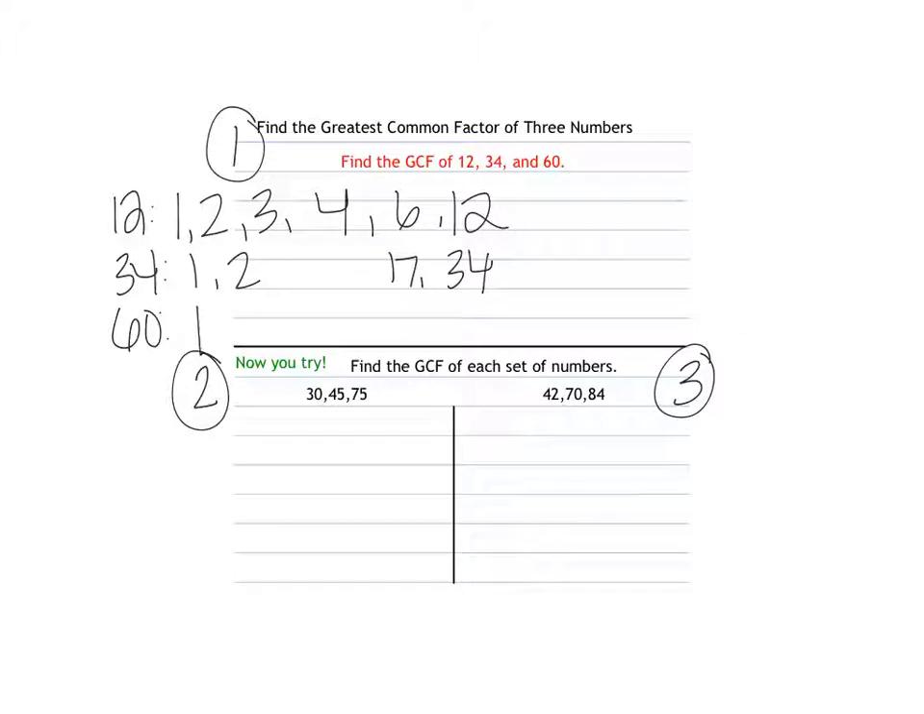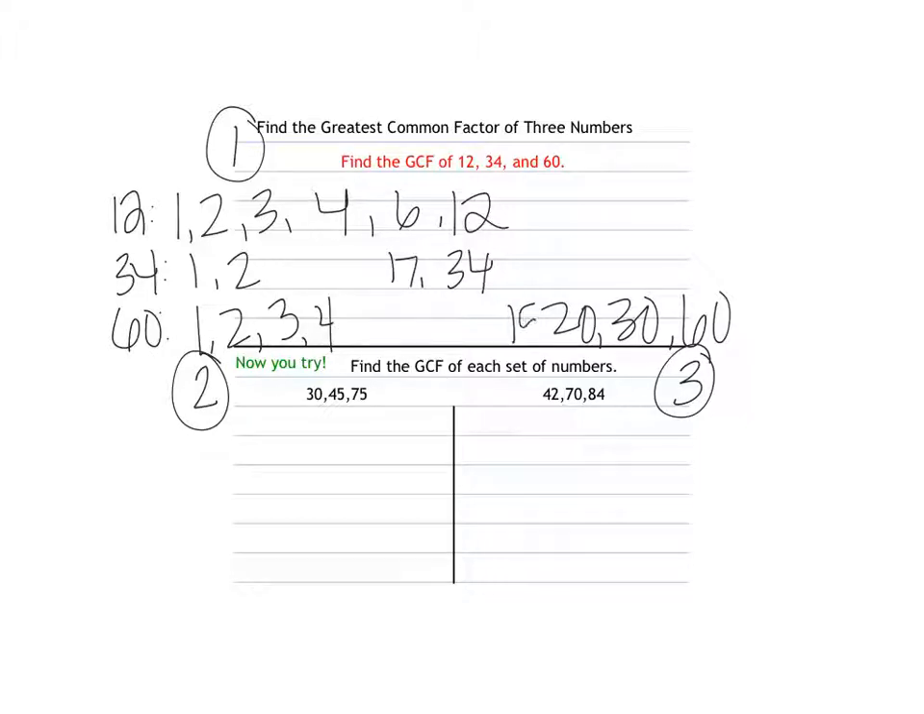60, we have 1 and 60. I'm going to go way down because I know this has a lot of factors. 2 and 30. Notice how I kind of stay in a row. 3 and 20.